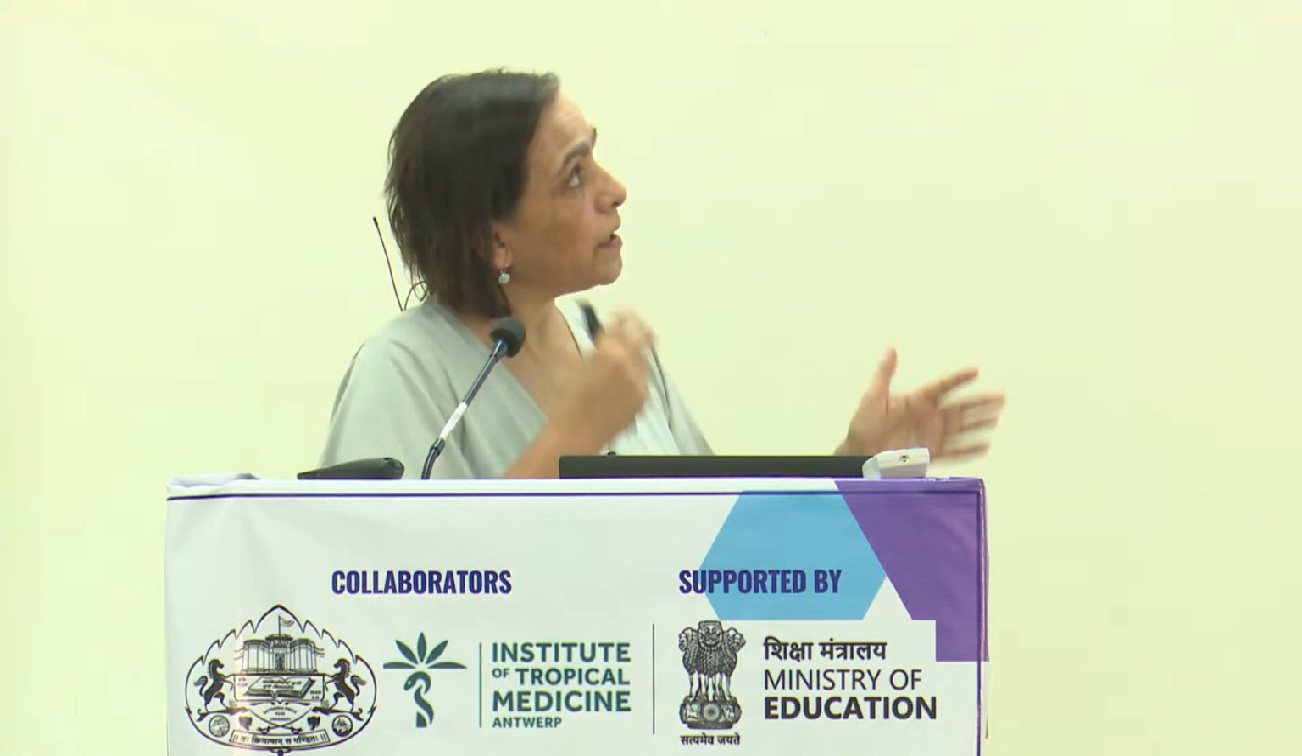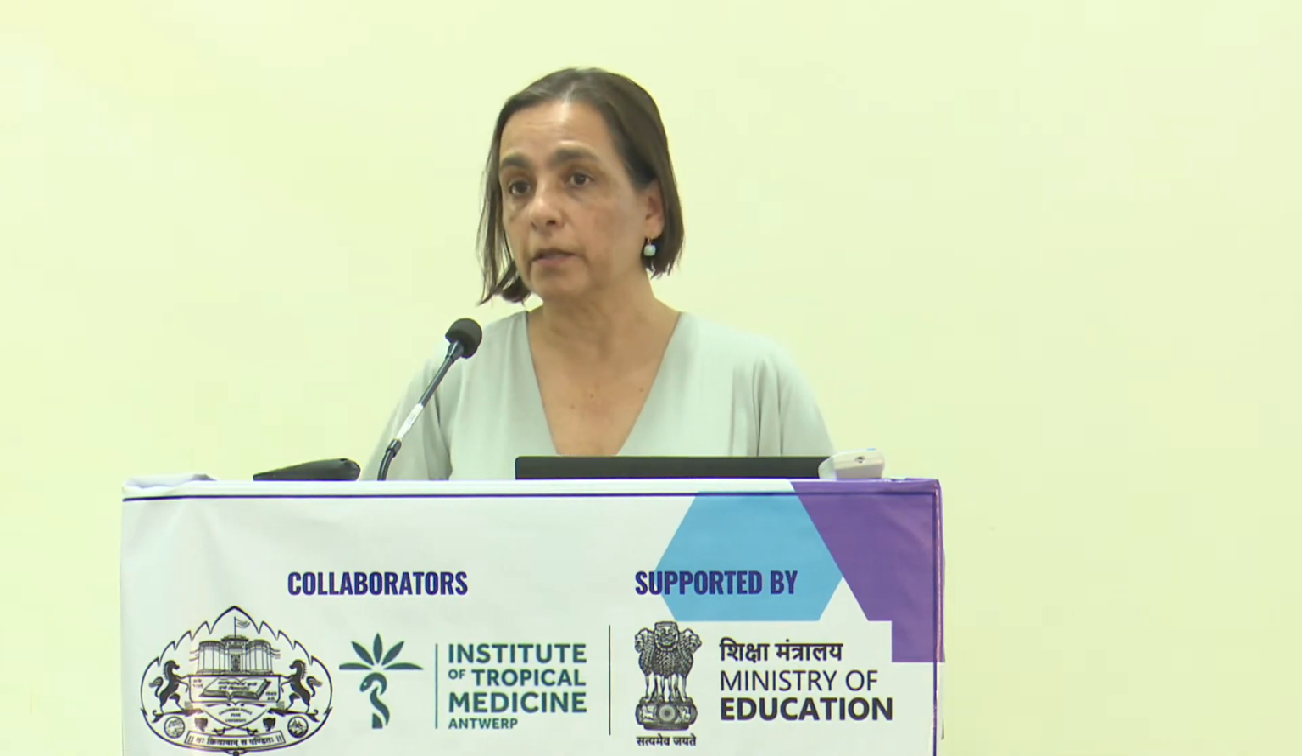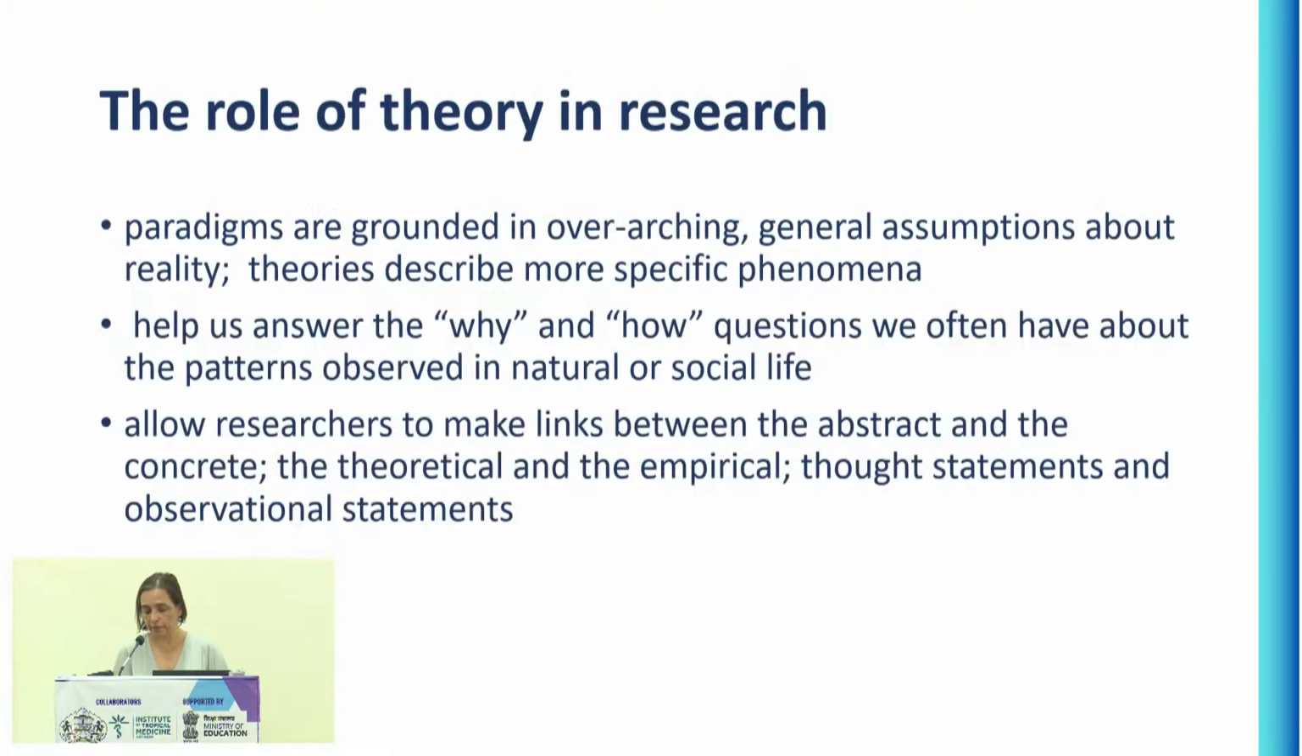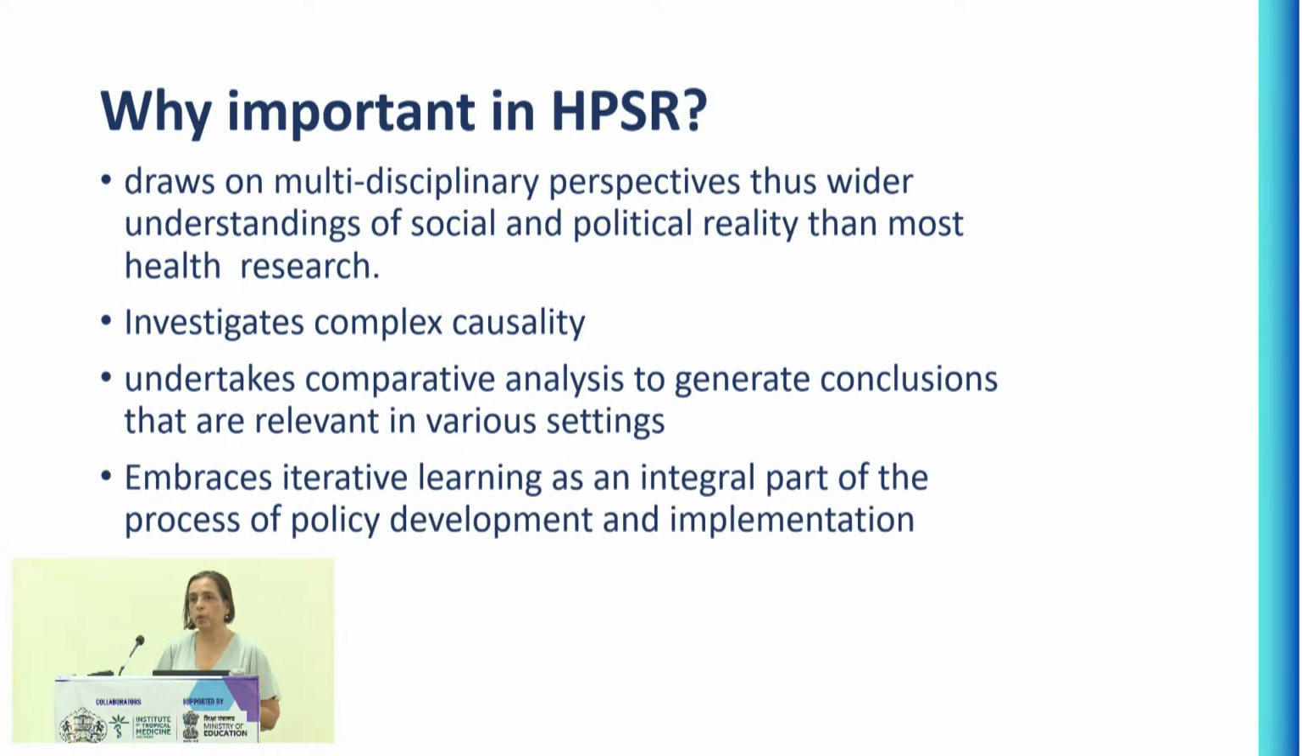So theory allows the researcher to make the links between what is abstract and what is concrete, between the theoretical and the empirical. The empirical is what you can see and touch and feel, and between thought and observation. Why is this important in health policy and systems research? Because we already said that health policy and systems research draws on multiple disciplinary perspectives. You can be an economist, you can be a political scientist, you can be a historian, you can be a classic medical, biomedical, clinical scientist. All of those perspectives can play into health policy and systems research.